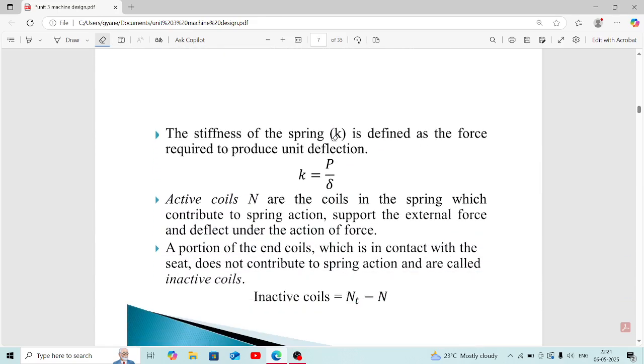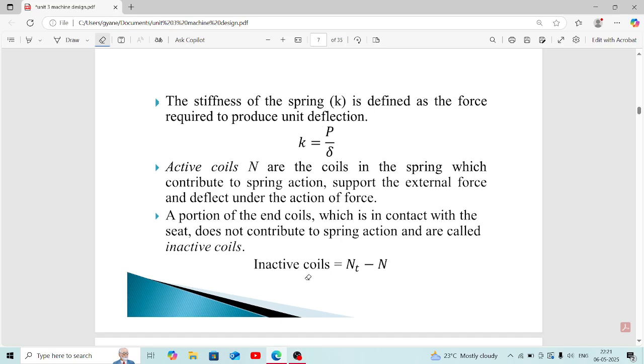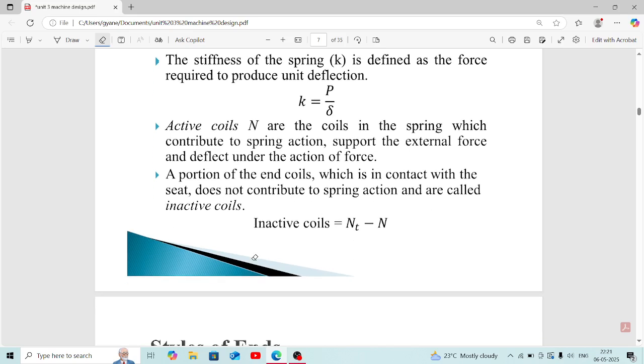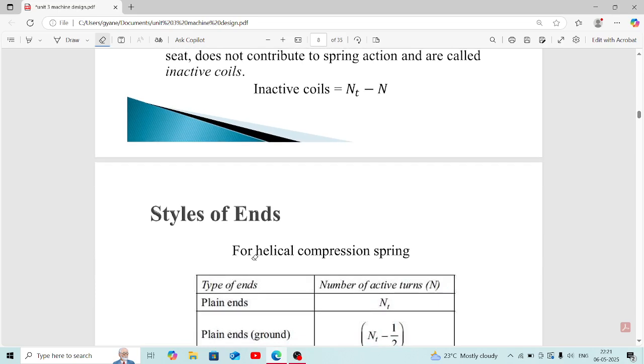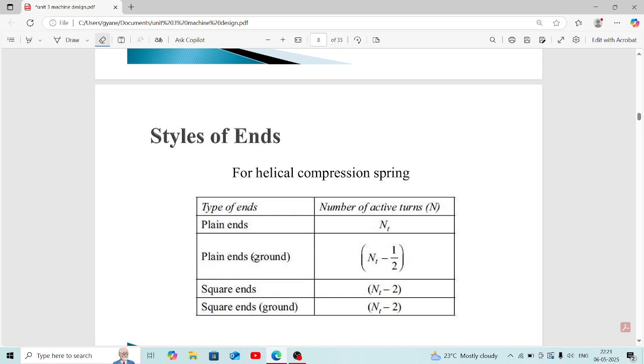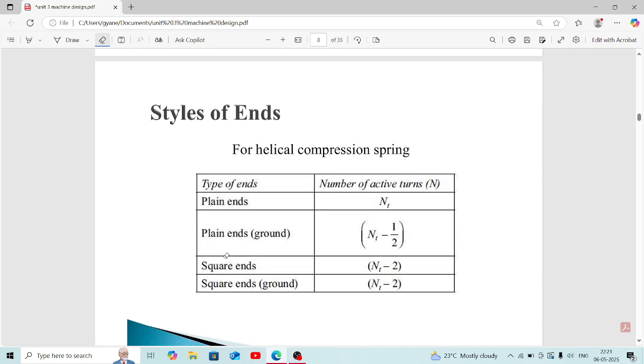There is some more terminology of the spring. The stiffness of the spring is defined as the force required to produce per unit deflection. N is the number of active coils of the spring. The portion of the end coils which is in contact with the seats does not contribute to spring action and is called inactive. It means these coils do not contribute to spring action, they are only there for fitting the spring. These coils are called inactive coils. There are different types of end conditions in a spring: plain ends, plain and ground ends, square ends, and square and ground ends.